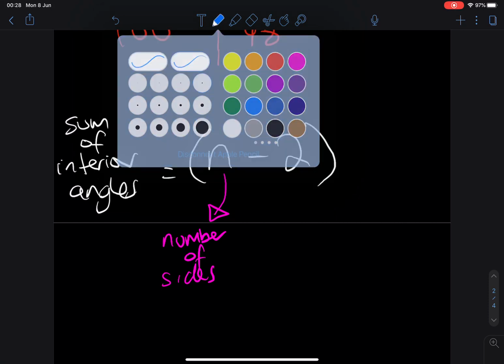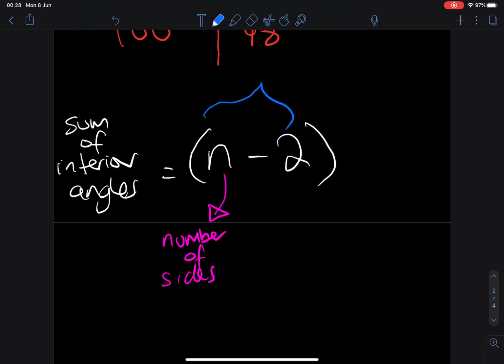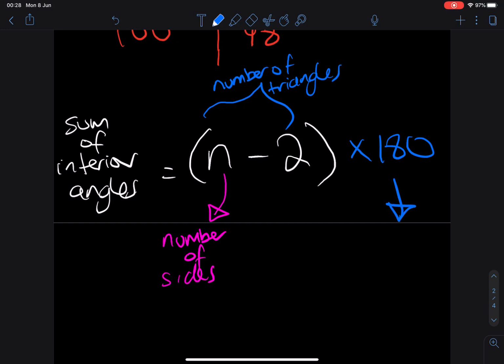If I know the number of sides, all I have to do is subtract 2. What that gives me is the number of triangles I can fit inside this polygon. And then I can multiply it by 180. Where did 180 come from? Because that is the sum of angles in a triangle.